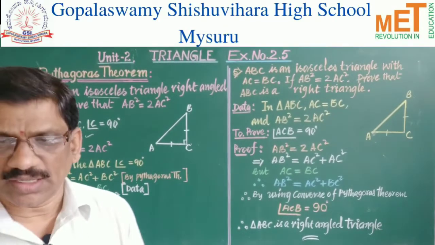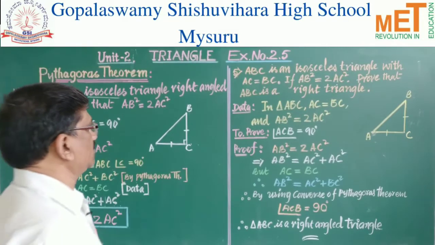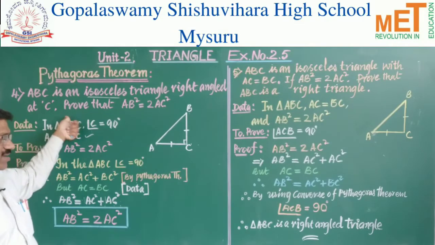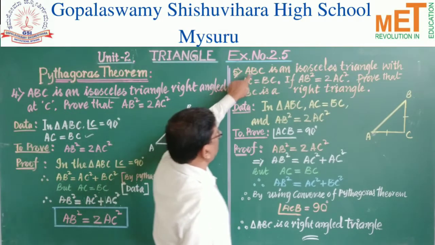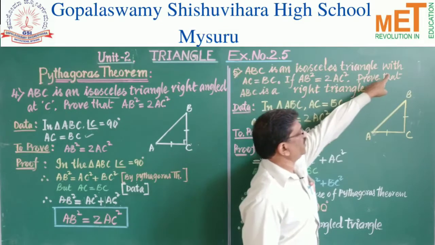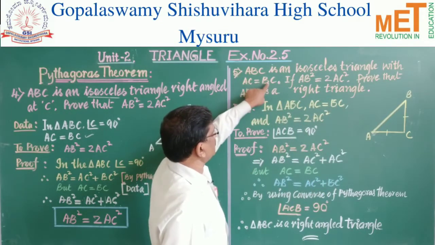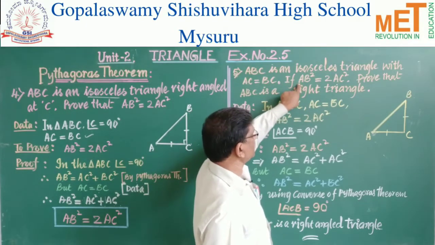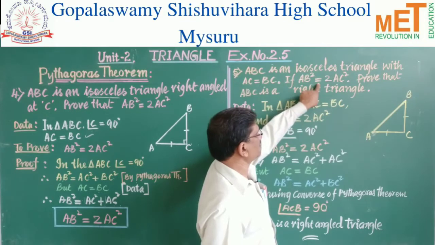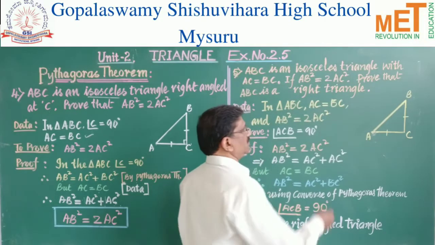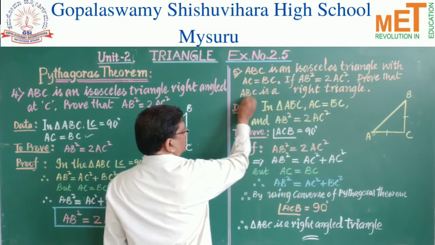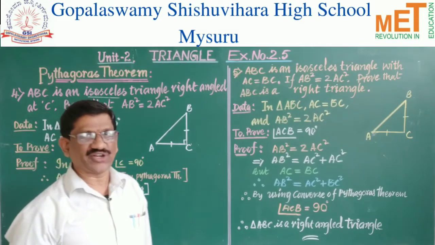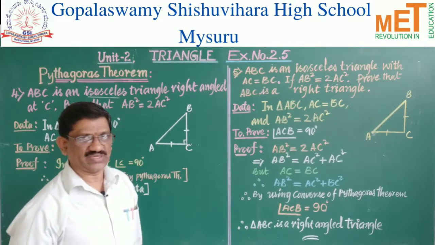Children, now you take down the next sum, that is fifth sum. It is exactly the converse of the fourth. Clear, children? Here you see ABC is an isosceles triangle with AC is equal to BC. If the condition is AB square equals 2AC square, prove that ABC is a right triangle or right angled triangle. Clear, children? We have to show that.